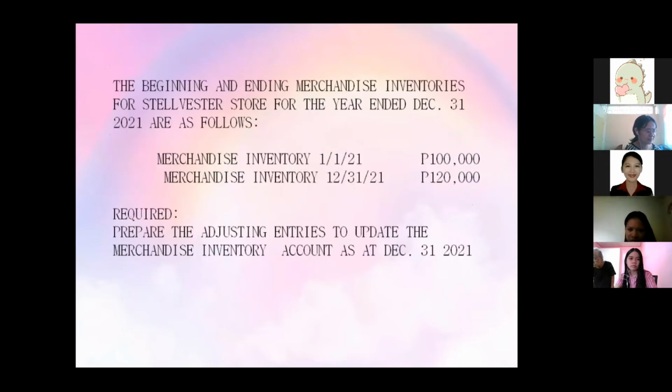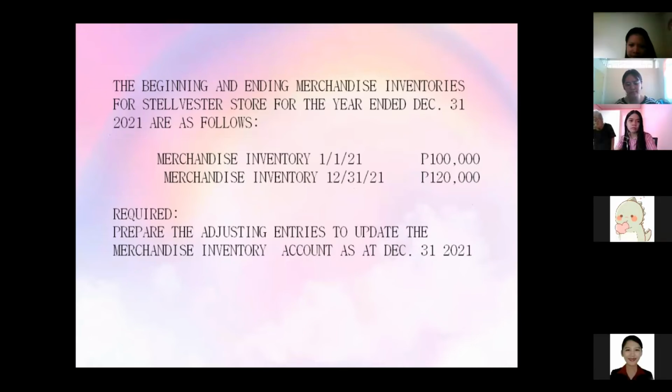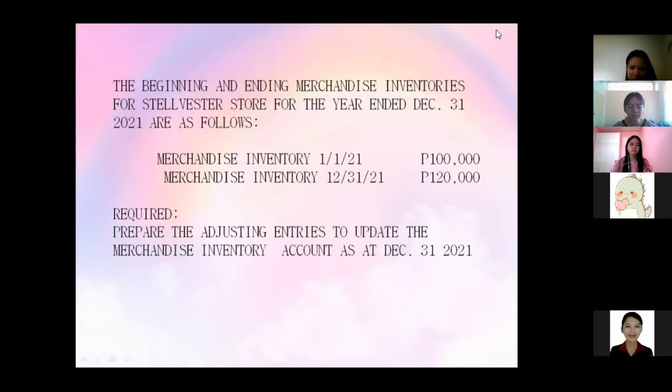Letter B. Ayun. The beginning and ending merchandise inventories for Stelvester store for the year ended December 31, 2021 are as follows. Merchandise inventory beginning 100,000, merchandise inventory ending 120,000. Prepare the adjusting entry to update the merchandise inventory account as at December 31, 2021. Catch up na lang po ng mga entries.